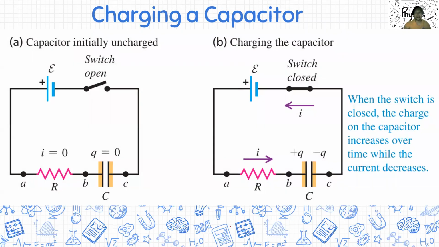Now, this is how we look at it. You have your EMF source, resistor, and capacitor. As you close the switch, the charge on the capacitor will increase. The charge here will increase over time while the current decreases. The current slows down, so let's see what happens there.